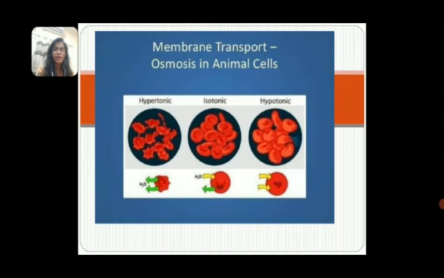Hypertonic, isotonic and hypotonic. Hypertonic means water is moving out of the cell. That means exosmosis occurs in hypertonic solutions. Isotonic, no net movement of water. You can see the water molecules are entering as well as moving out. That is why you can tell that there is no net movement. Hypotonic means water is entering inside the cell, that is endosmosis.